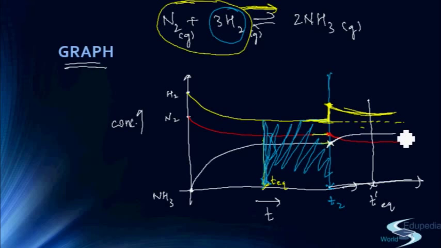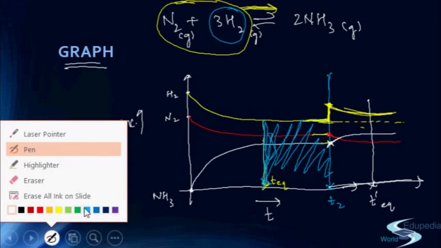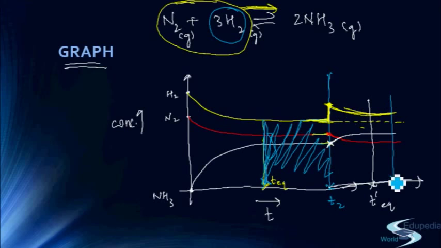Now what happens after, say, time T3? After T3, I once again disturb my equilibrium. This is the new equilibrium established, and I decide to disturb this new equilibrium. Once again the K equilibrium will remain constant but the Q value will change, and let's say this time the disturbance is by increasing the concentration of ammonia.